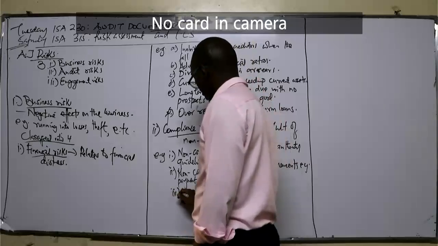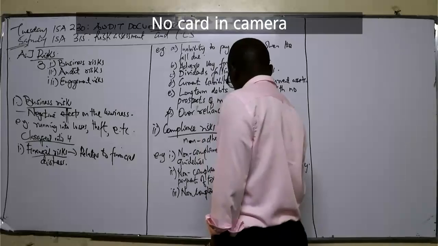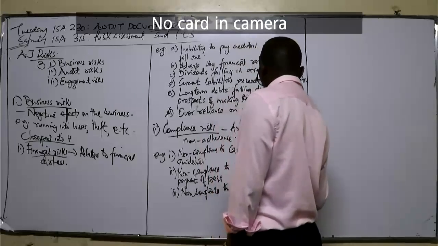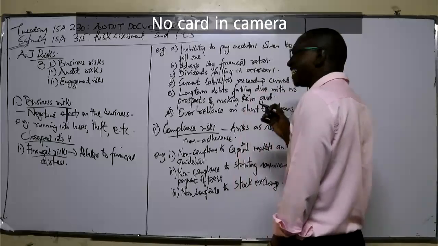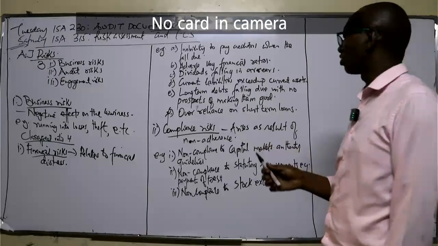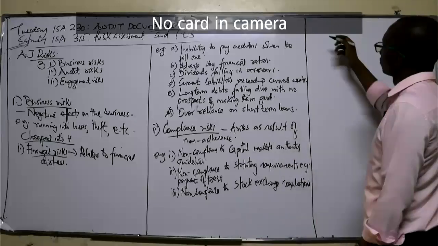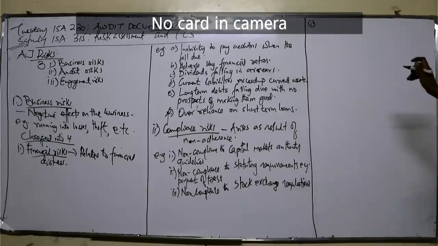Number three, non-compliance to stock exchange regulations. We've seen entities being delisted from the stock exchange. I think there's a cement company that most recently was delisted. I can't recall its name, but I saw it in the news.